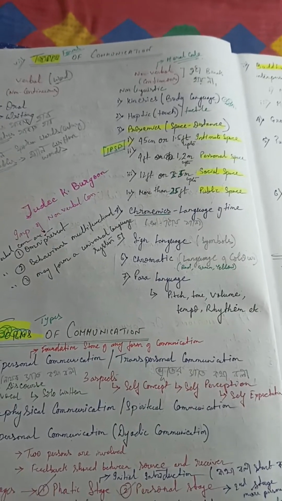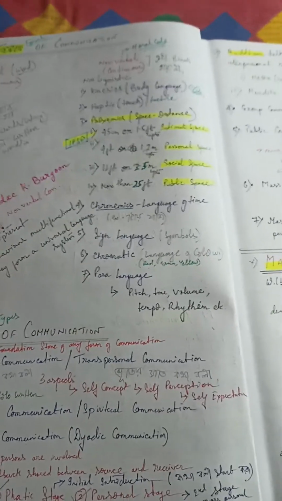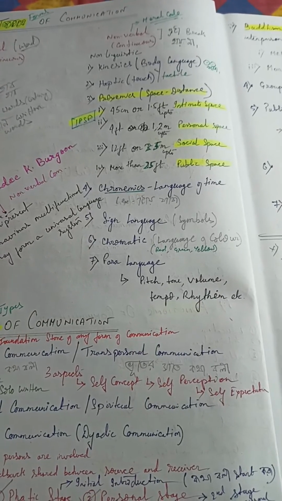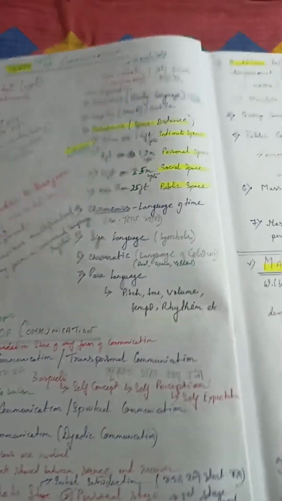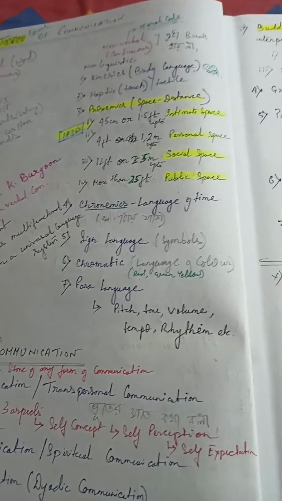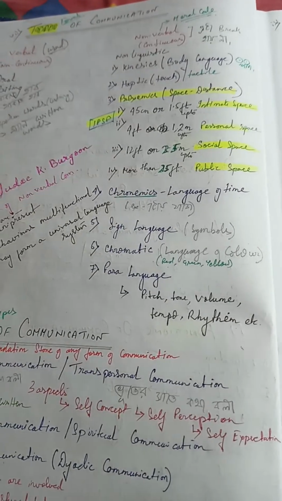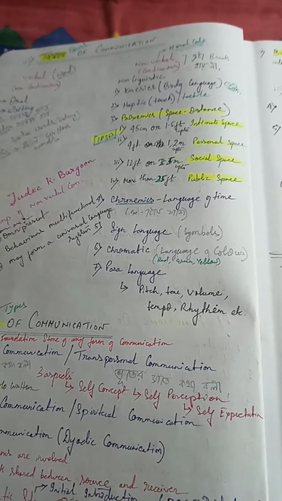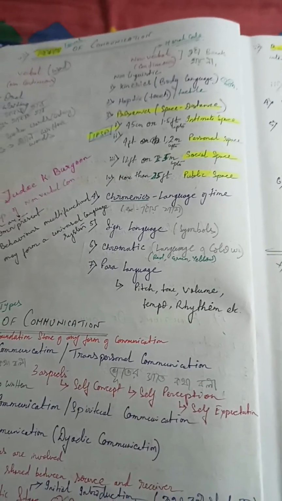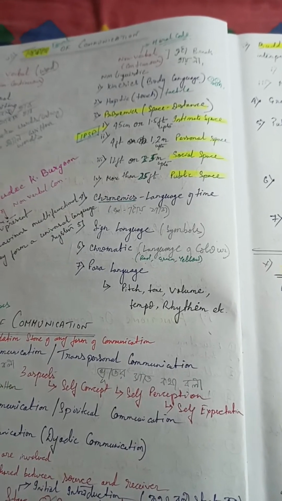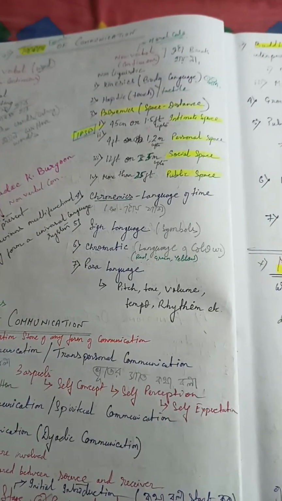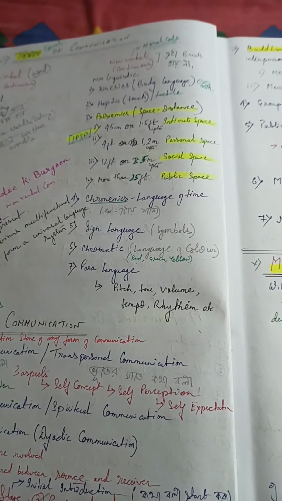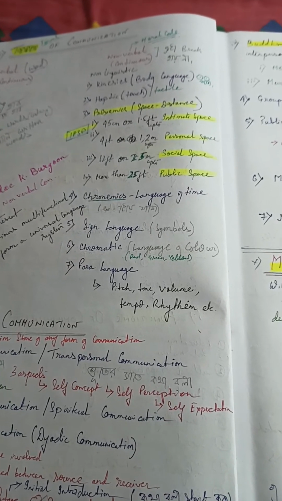Now, another part of non-verbal communication is chronemics. That means the language of time. If someone comes early, or if someone is very lazy and we know they will be coming very late, then it's chronemics. Then we have sign language, that means the language of symbols. Then we have the language of color: red, green, yellow. Then we have paralanguage, that means pitch, tone, volume, tempo, rhythm, etc.